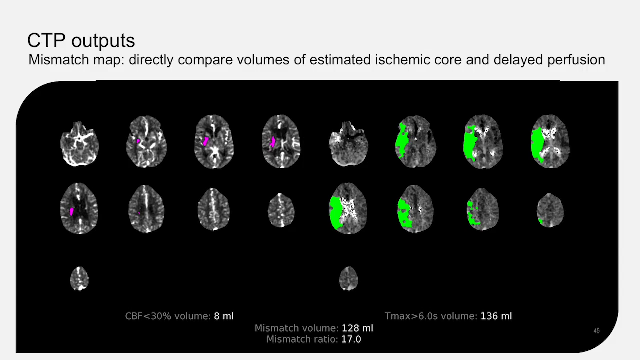So in this case, you can see it's a very small volume, only a small volume that is irreversibly injured, and the green area is a large volume that is potentially going to go on to die.